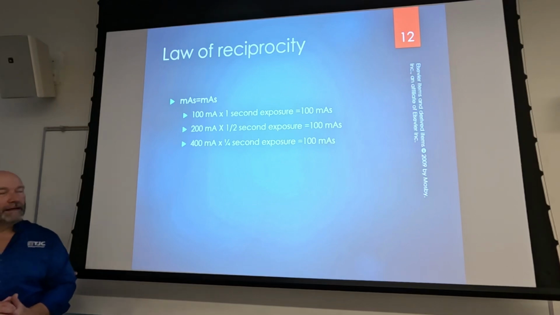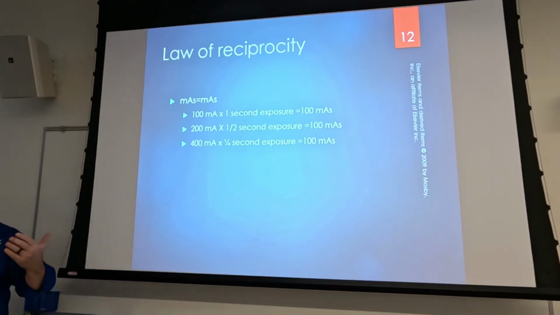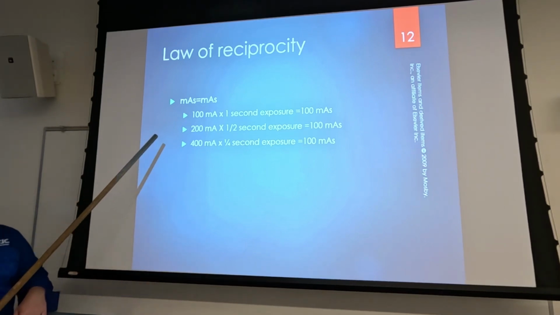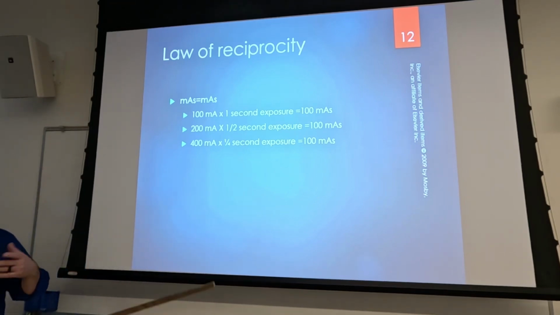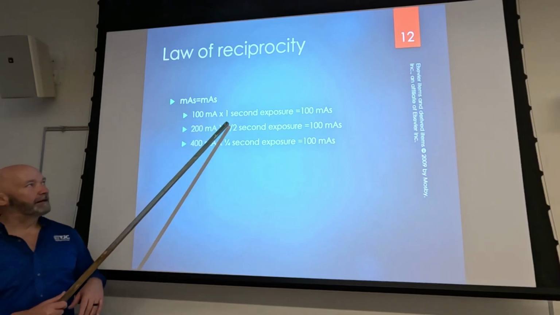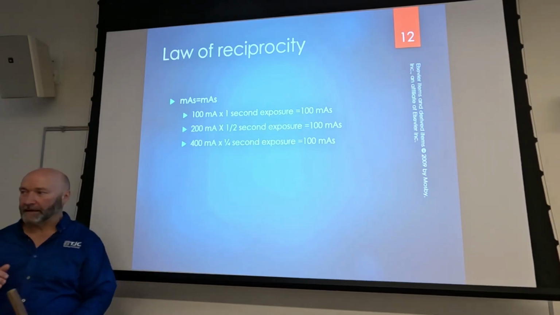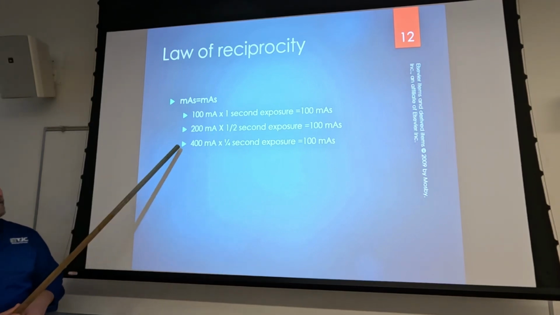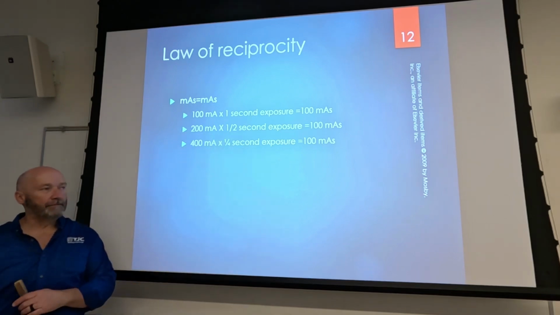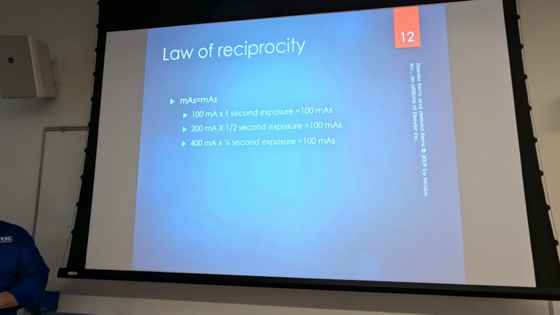So we can manipulate mA and time to get to the same mAs value. So if your machine is shooting properly, if your mA and your time settings are accurate, then 100 mA at 1 second is going to give you 100 mAs. So mA times time equals mAs, right? So we got 100 mAs, but what would 200 mA at a half second be? 100 mAs, exactly. 400 mA at a quarter second will be 100 mAs.